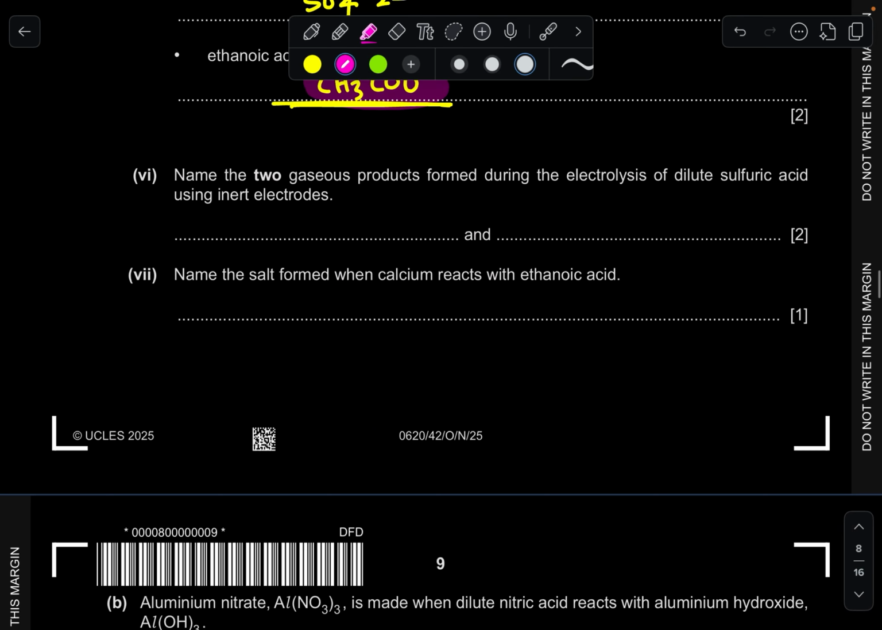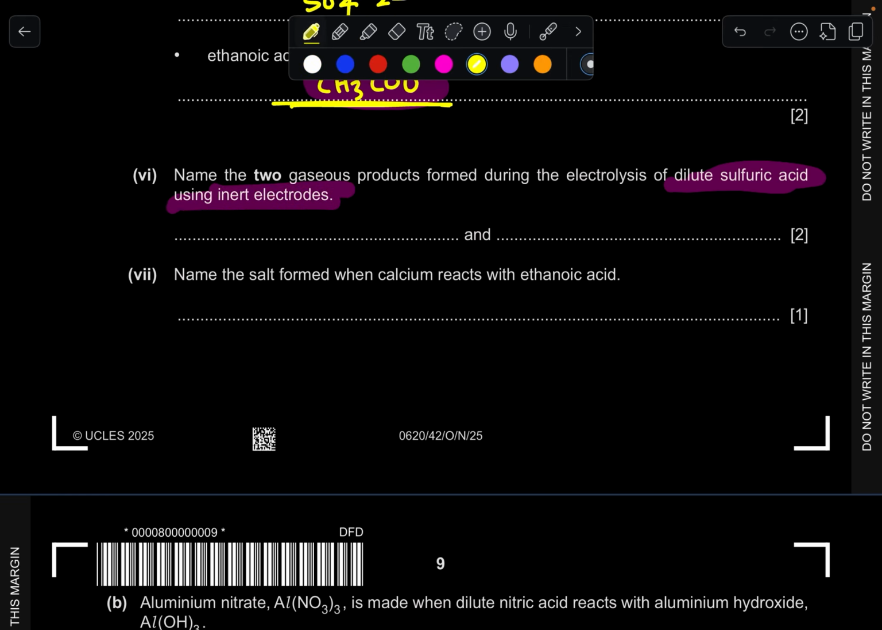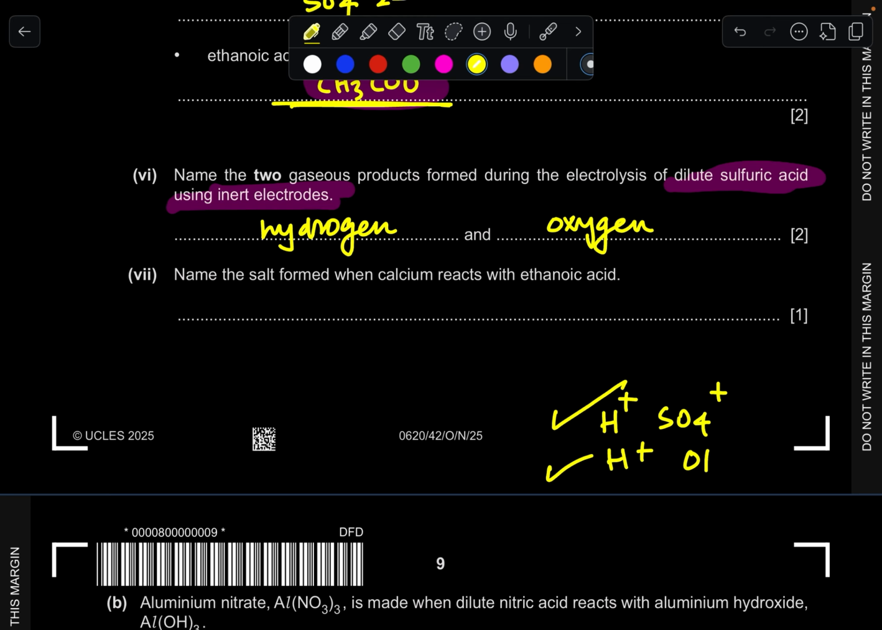Name the two gaseous products formed during the electrolysis of dilute sulfuric acid using inert electrodes. Hydrogen and oxygen. Why? Because when you're doing electrolysis of sulfuric acid, these are the two ions you have in sulfuric acid and these are the two ions you have in water. Out of these two ions, the hydrogen ion is going to discharge, and over here the hydroxide is going to discharge.